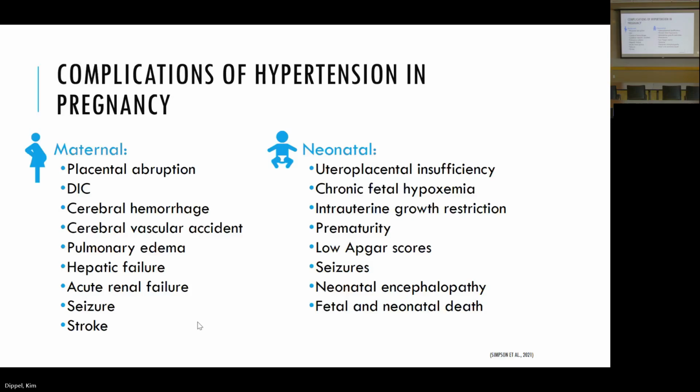And then on the neonatal side, because preeclampsia and hypertensive disorders are a vascular disease, it does affect the placenta, so uteroplacental insufficiency, chronic fetal hypoxemia or decreased oxygen for the fetus. You do get intrauterine growth restriction or IUGR. We get prematurity because sometimes we intervene if the maternal status is not secure, and then low APGAR scores, seizures, neonatal encephalopathy, and sometimes it does result in fetal and or neonatal death.